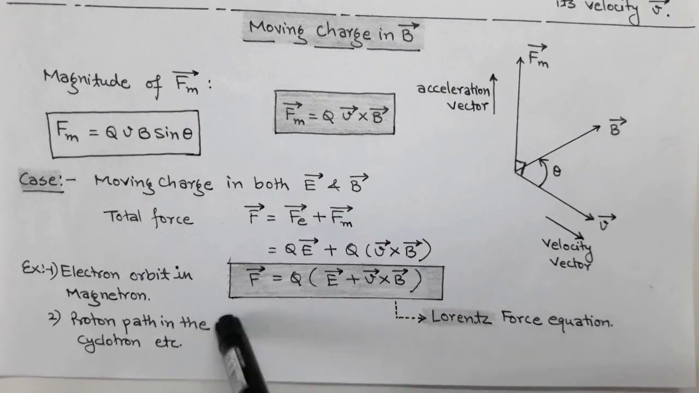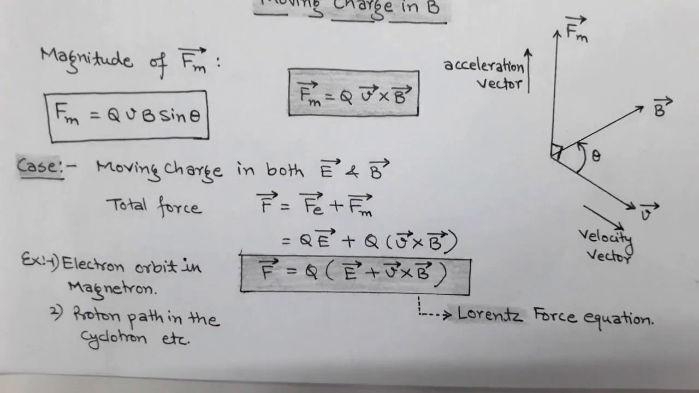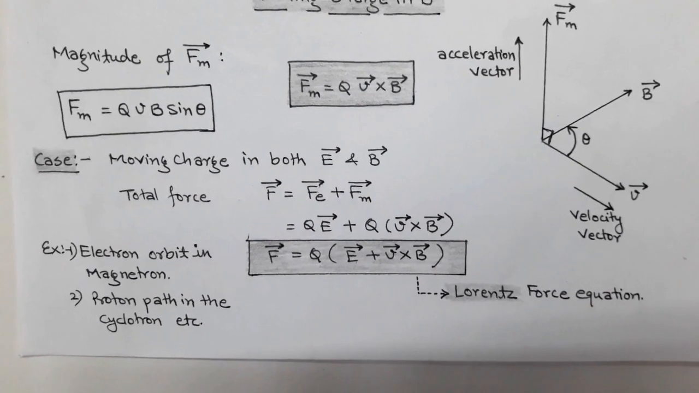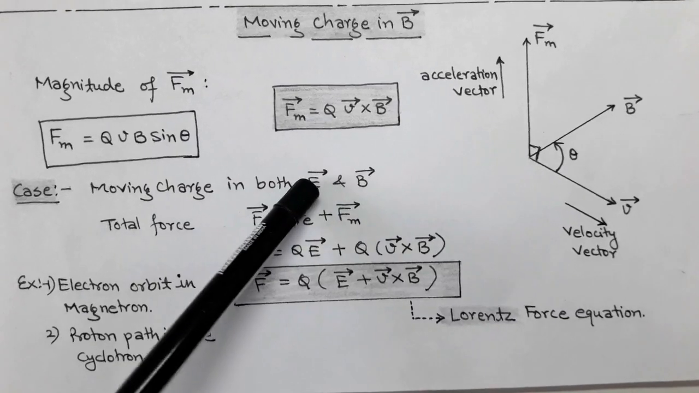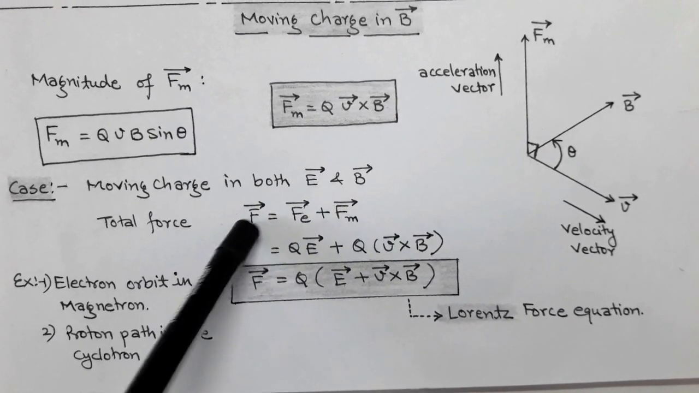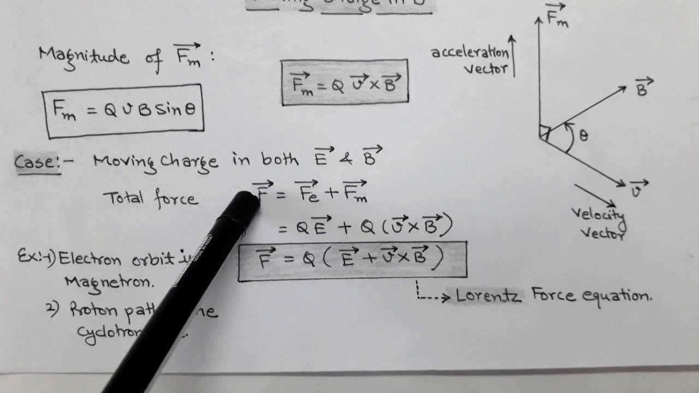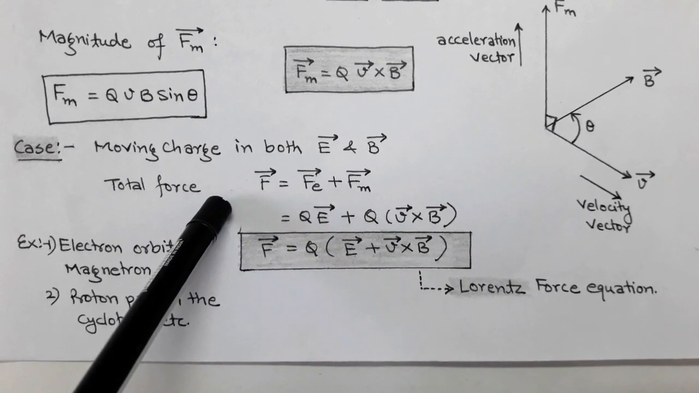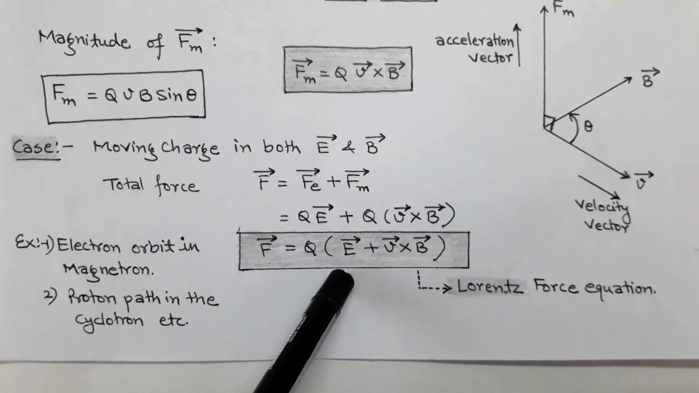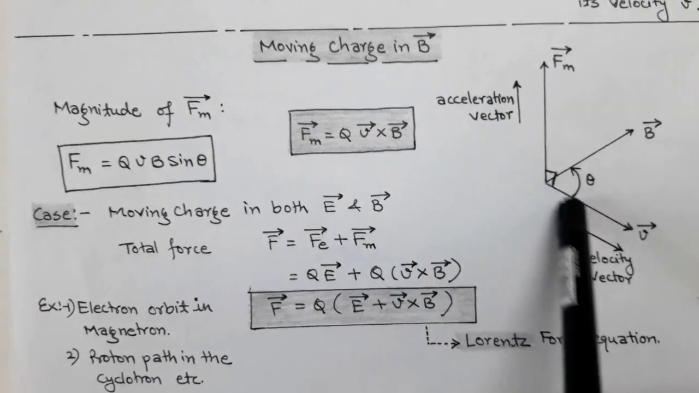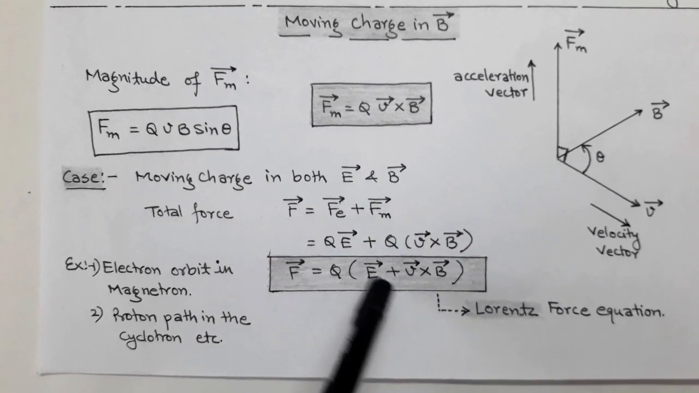Now there is a case when a moving charge has both electric field and magnetic field, because the electric charge has a static electric field as well. So if there is a moving charge in both electric field E vector and magnetic field B vector, the total force is equal to the summation of electric force and magnetic force. Electric force is equal to Q into E vector, while the magnetic force is equal to Q V cross B vector, and the direction of magnetic force is 90 degrees to the direction of velocity vector. And there is a cross product of V cross B vector.